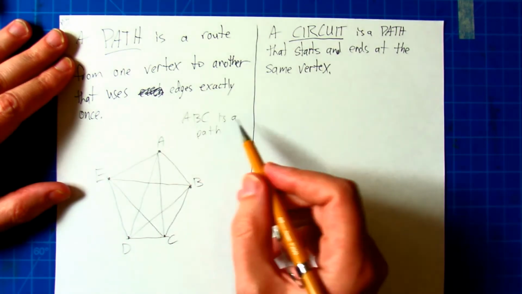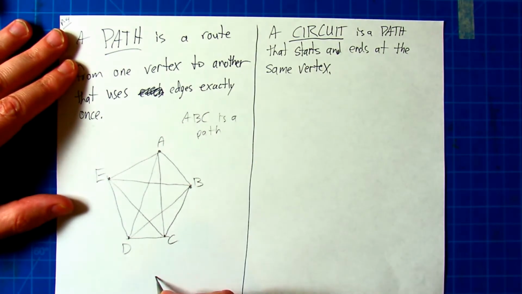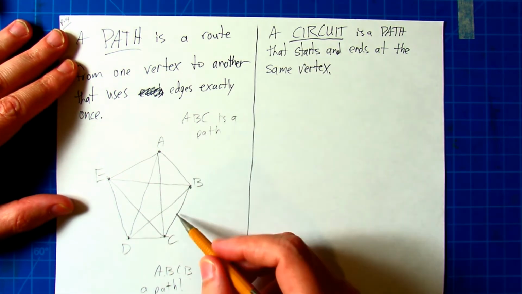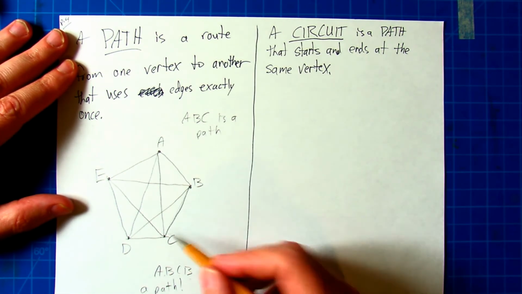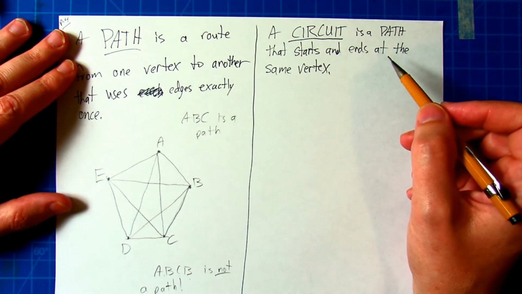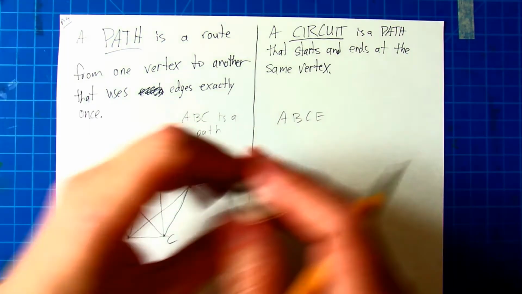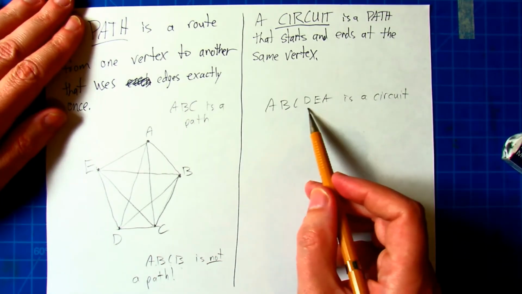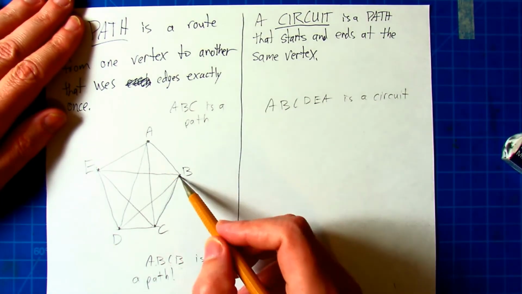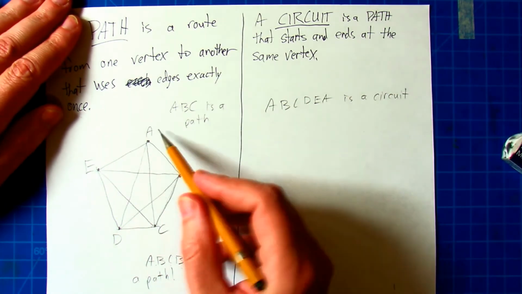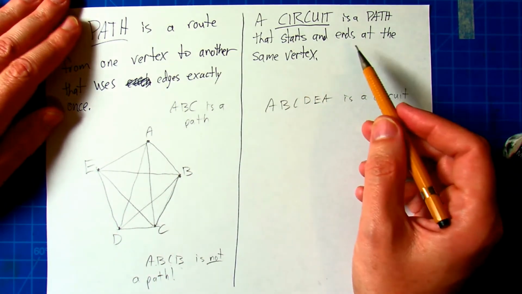So something like ABC is a path, but ABCB is not a path because I would have to use this edge twice. A circuit is a path that starts and ends at the same vertex. Using this picture here, ABCDEA is a circuit. It's a path because I haven't used any edge more than once, and it starts and ends at the same vertex.